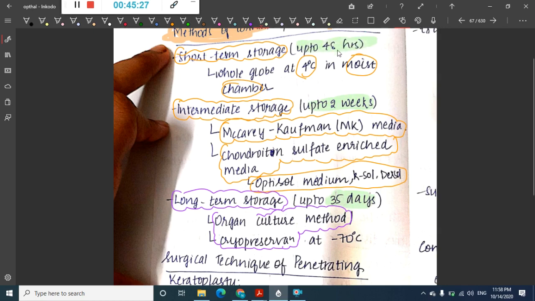So these are the three storages which are available. Short term storage is up to 48 hours, where the globe is stored at 4 degrees Celsius in a moist chamber. Intermediate storage is up to 2 weeks, where we use McCarey-Kaufman medium and chondroitin sulfate enriched media, like Optisol media, K-sol and Dexasol media. Then we have long term storage, which is up to 35 days, where we can do the organ culture method or cryopreservation.